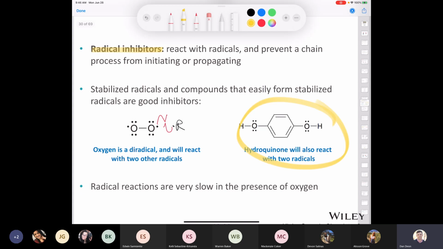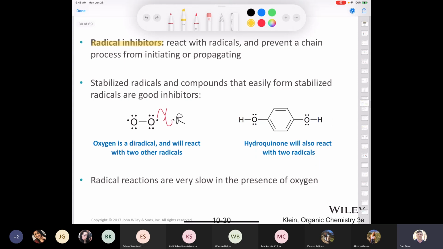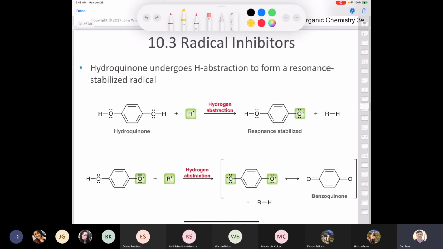But check out hydroquinone, what this can do. If it sees a radical, it does a hydrogen abstraction. You abstract the hydrogen from the hydroquinone, you end up with a radical that's resonance stabilized, right?